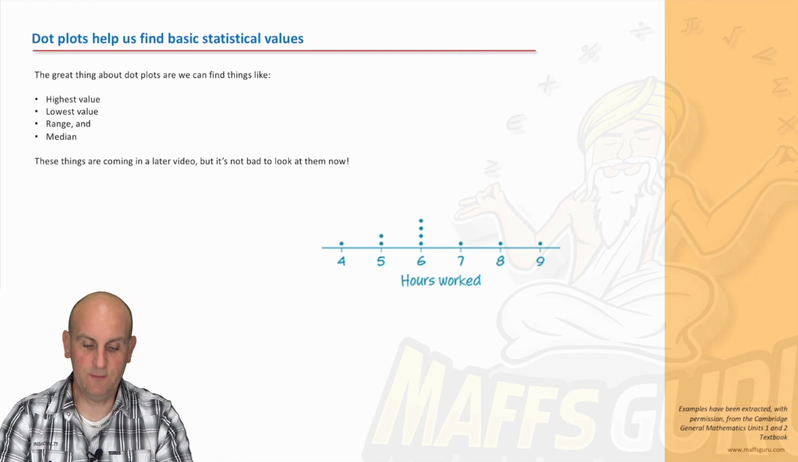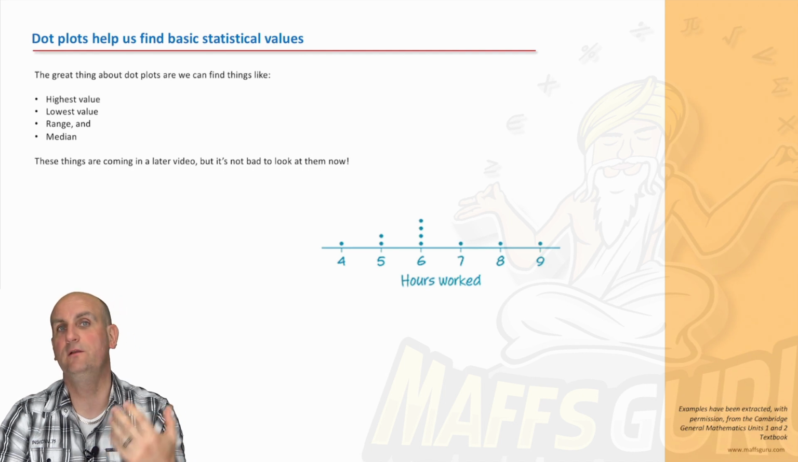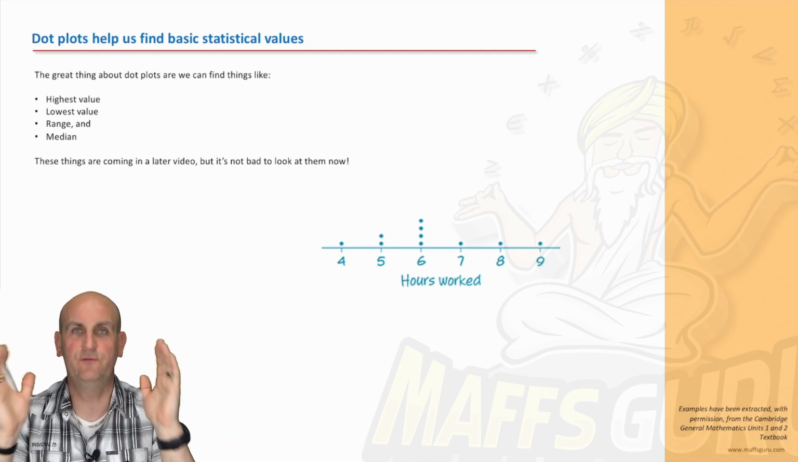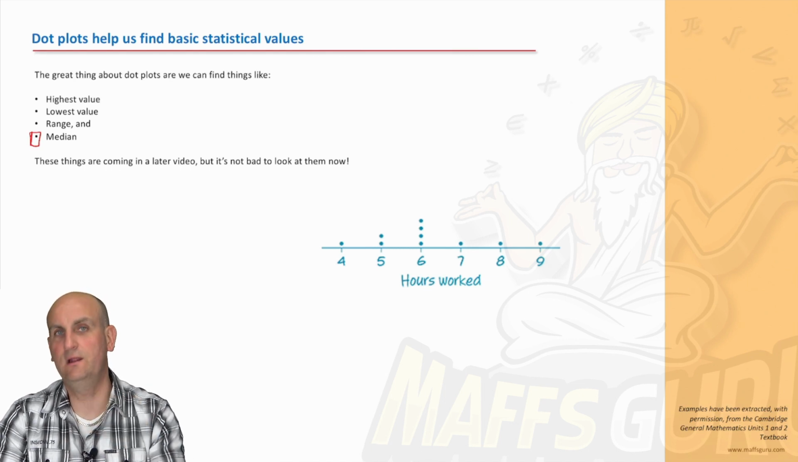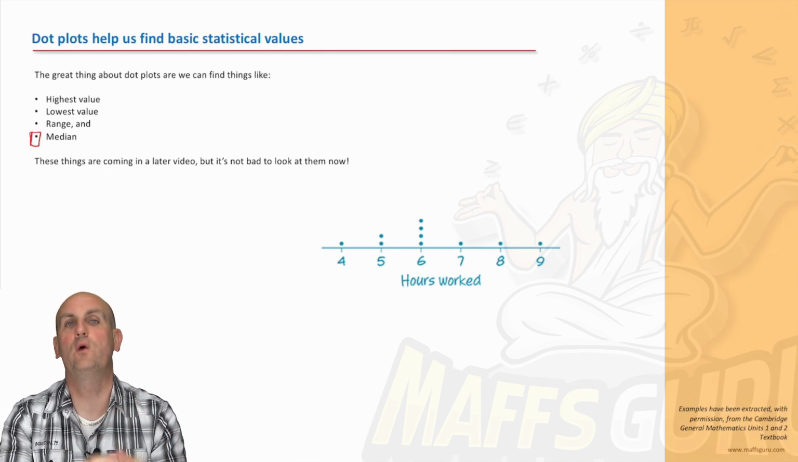Now the range, if you remember what the range is, it's the highest value take away the lowest value, so it's the difference between those two values. And one of the most important ones that we really like is something called the median. Now, they're coming in a later video, but just realize that when you draw a dot plot, you're doing it for a reason.